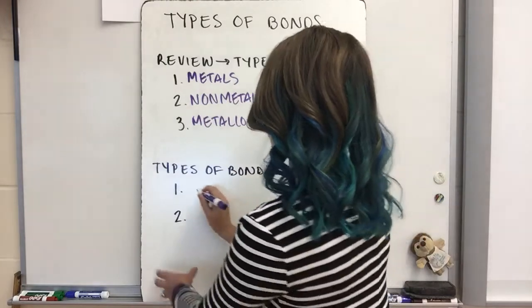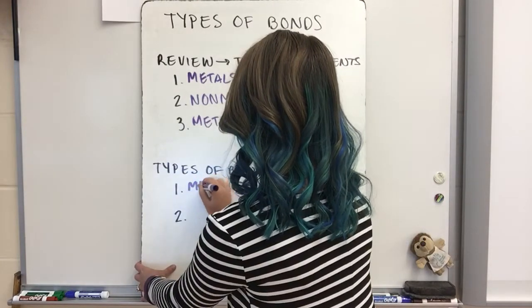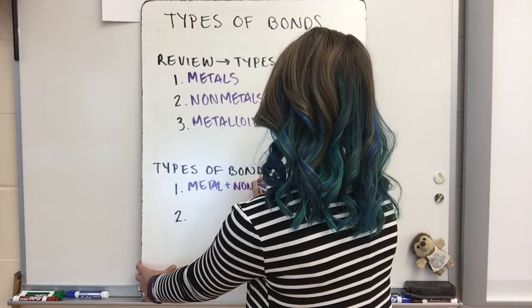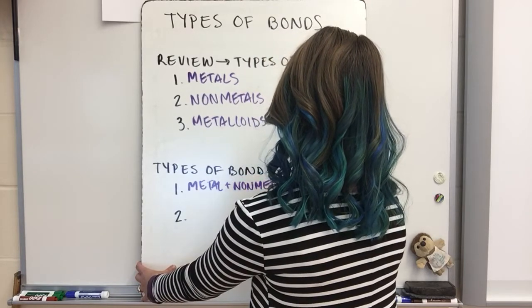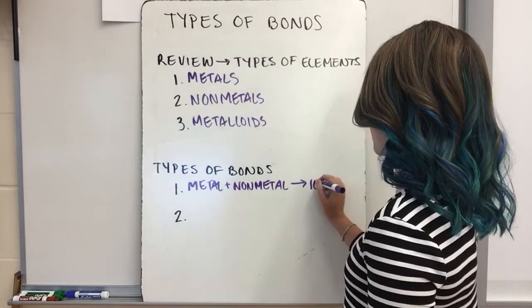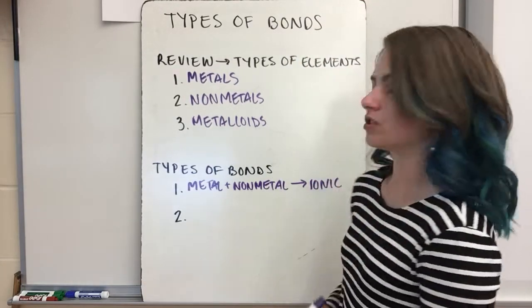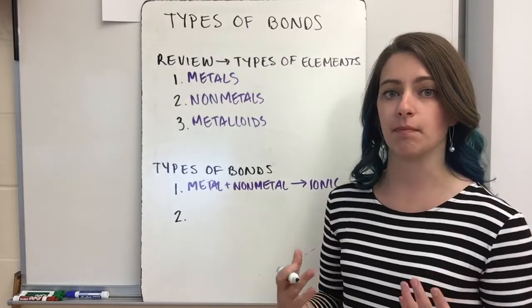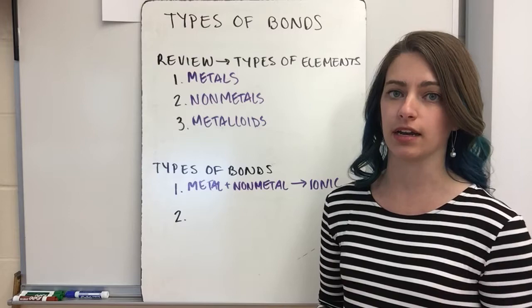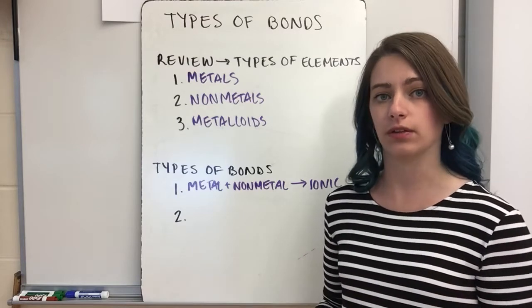Okay, so our first type is if we have a metal element and a nonmetal element. We call that type of bond an ionic bond. So anytime there's a compound that has a metal in it, we call it an ionic compound because there is an ionic bond between the metal and the nonmetal.